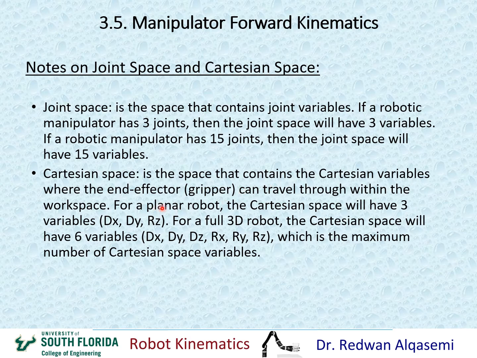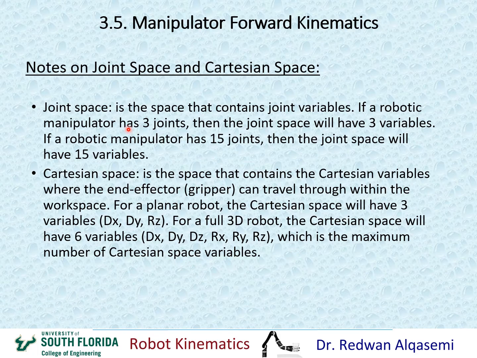Now if we talk about a planar robot, it cannot go in the z direction, so that would have only 3 variables, which include translation in x, translation in y, and it can also rotate about z, which is the same plane where x and y is. Okay, so that only gives it 3 Cartesian degrees of freedom. All right, but if we have a full 3D robot that has lots of joints to move anywhere, the Cartesian end effector will move anywhere in the Cartesian space. That means we have motion in x and y and z, and we have rotation about x, y, and z. Okay, which is of course the maximum number of Cartesian space variables that we can have.